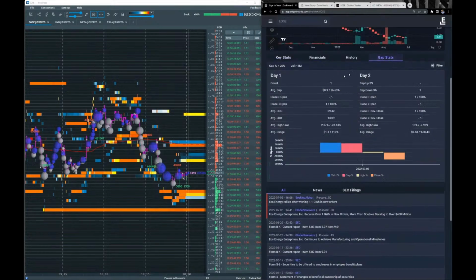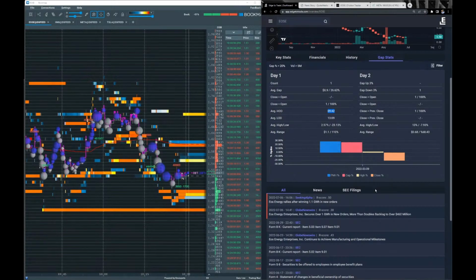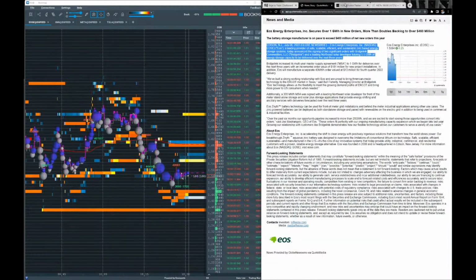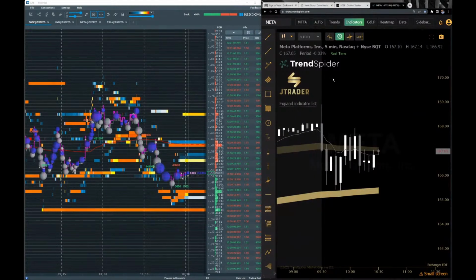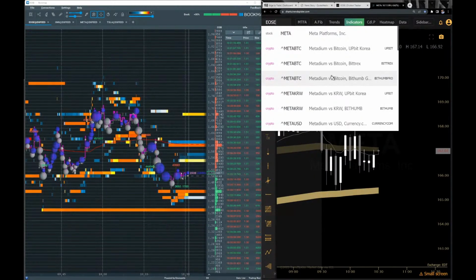I want to check also the gap stats if we have some previous gapper. So we had one gap over here with 26% average gap. And we had a 942 high of the day. So what does it mean? That 942 that morning was the high of the day. So knowing this, this morning I was looking to short over here EOSC.